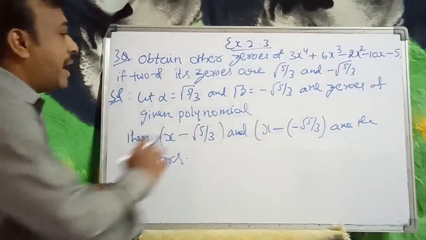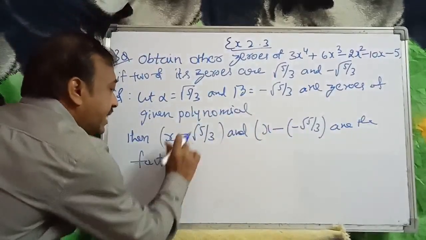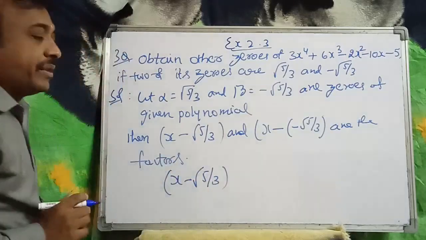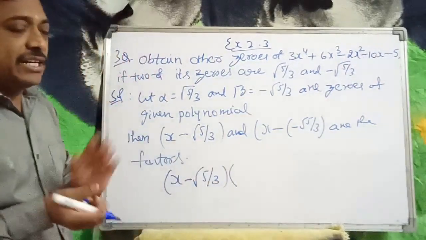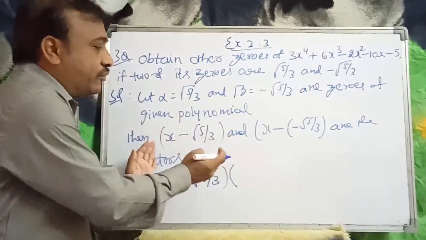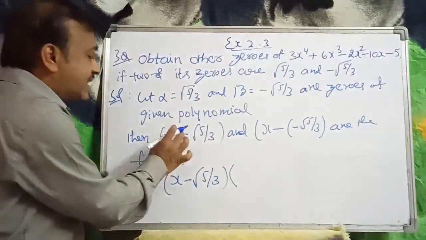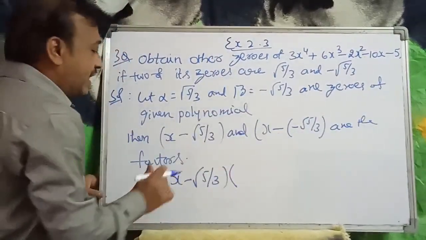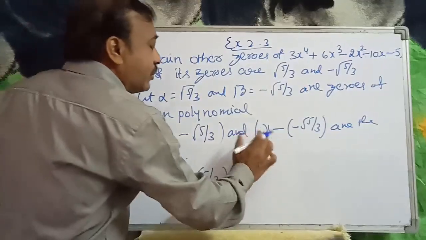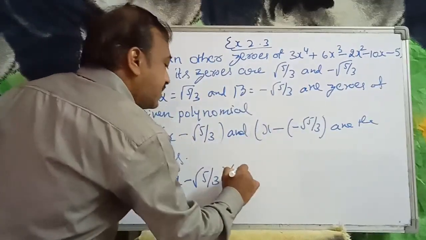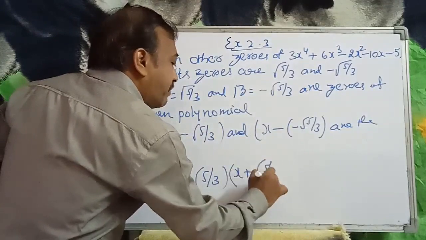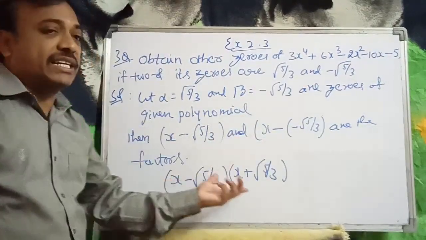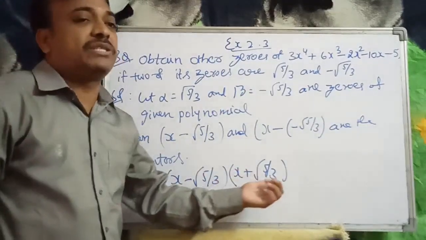Here you see minus of minus. Factors means multipliers. These are the two factors: this is one factor, this is another factor. So what will the product of these two factors give? x minus root 5 by 3 into x, minus into minus is plus, so x plus root 5 by 3. These are the two factors: x minus root 5 by 3 into x plus root 5 by 3.